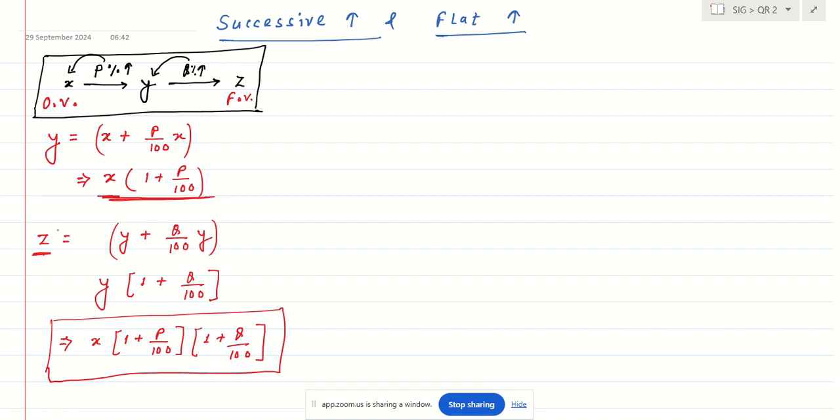Any doubt, any question? Now, what if I get one more increment percentage? Nothing. I'll just multiply the same thing, 1 plus r percent. That's all. I can write it directly.